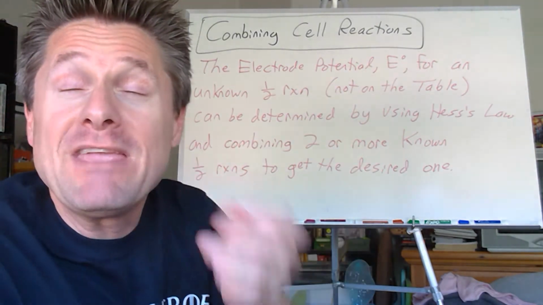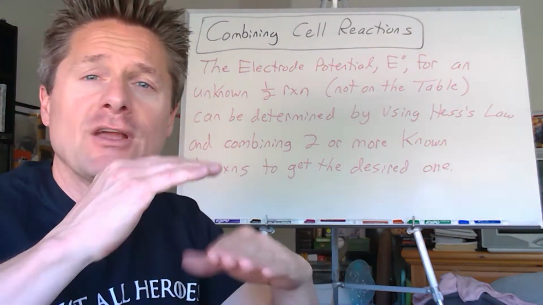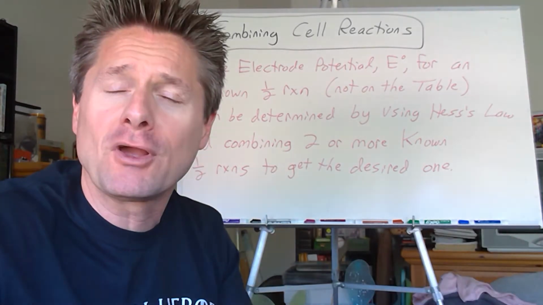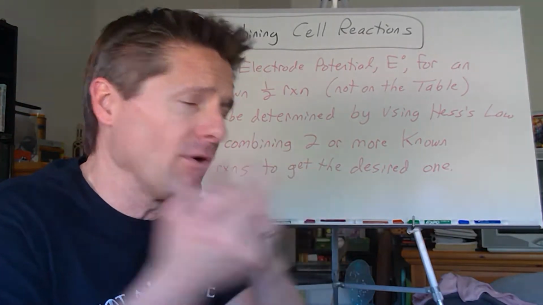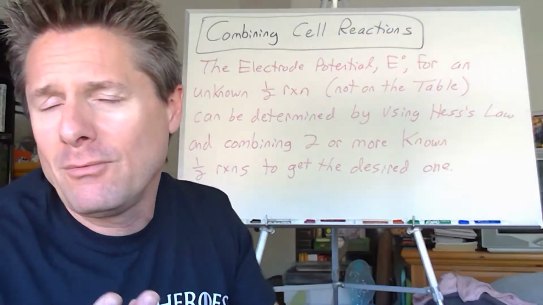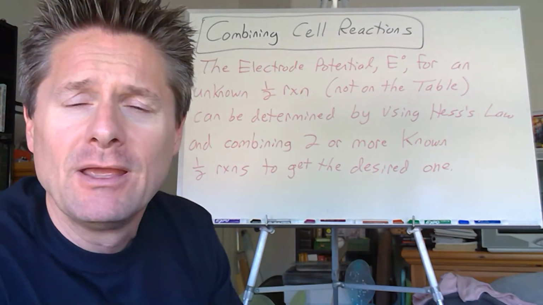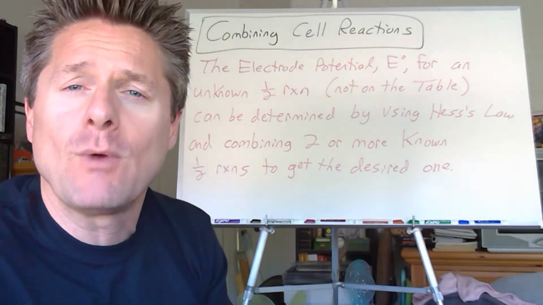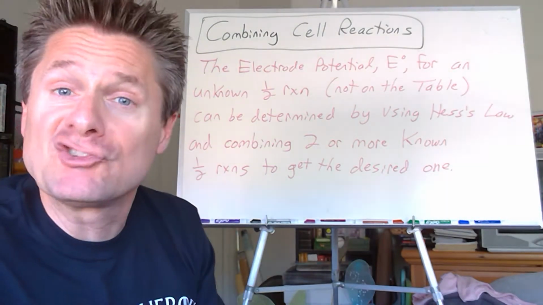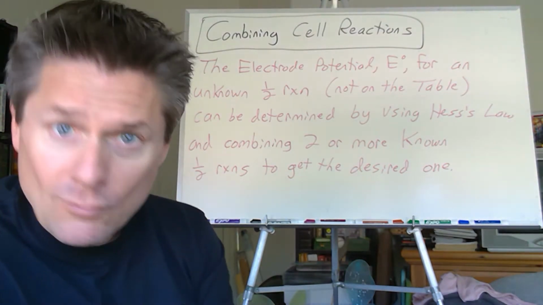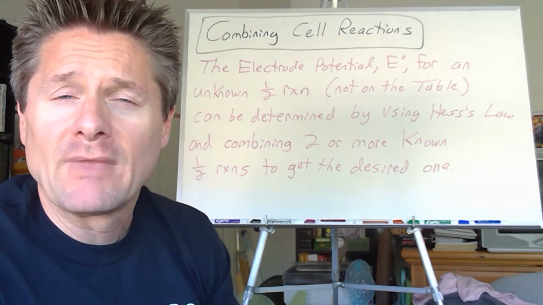Combining cell reactions. We've done this before. We did it in equilibrium where we took 2 or 3 equations, added them together to get an overall equation by manipulating, right? We could take known equations, reverse them, multiply them by 2, multiply them by a third, whatever, so that we add all those equations together and get a new overall equation that maybe has unknown values. We did Hess's law to do that, didn't we? And there was a certain set of mathematical rules when you manipulate equations in equilibrium.